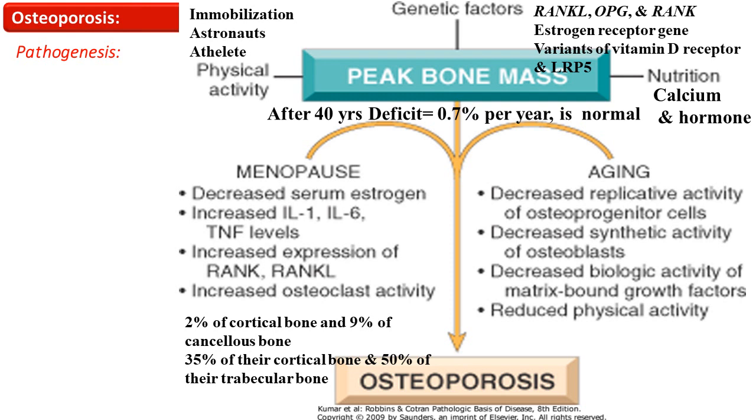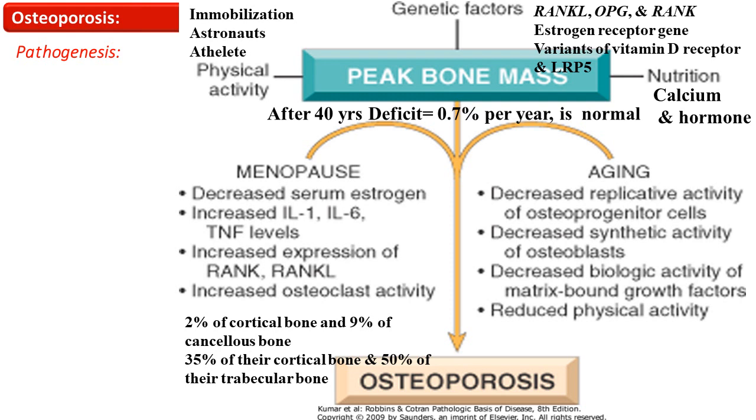In estrogen-influenced osteoporosis, what happens in a decade after menopause is that 2% of the cortical and 9% of the cancellous bone are lost each year. Due to this, about 40% of postmenopausal women suffer from osteoporosis.